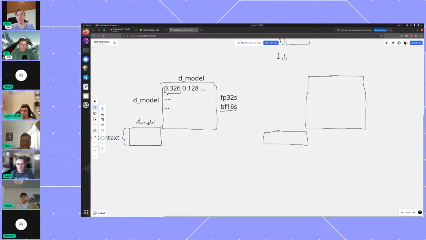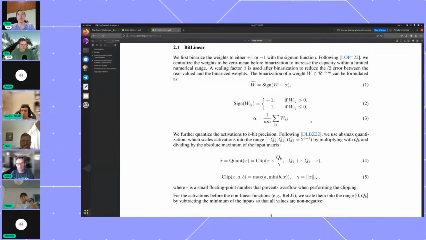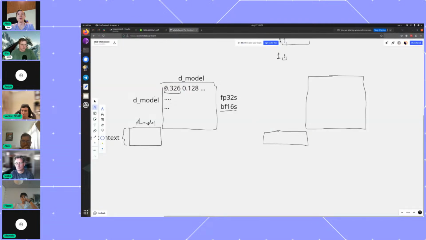In the original 1-bit paper, they would apply the following transformation. They would subtract the mean. So they compute the average value of the whole matrix and subtract it from every element, right? So now it is effectively centered around the mean. And then they would just take the sign of every element. So if the element after subtracting the mean is positive, it becomes 1, and if it's negative, it becomes -1.